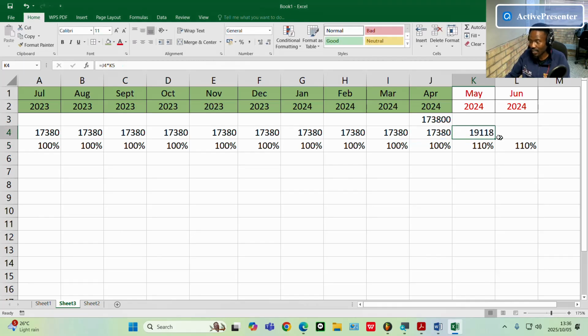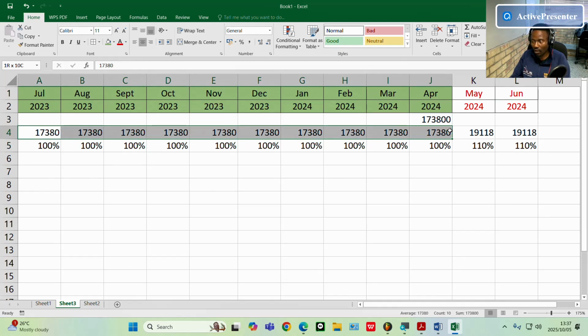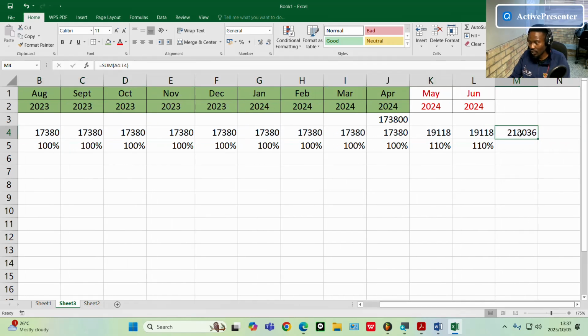Now it's simple. We're going to take the original amount multiplied by 110%. Meaning the salaries for May and June were not just 17,380, but they were 17,380 plus 10%, making it 19,118. So now when we add all of these amounts, we actually get 212,036. Okay, let's add these two. I think we're going to add them here.